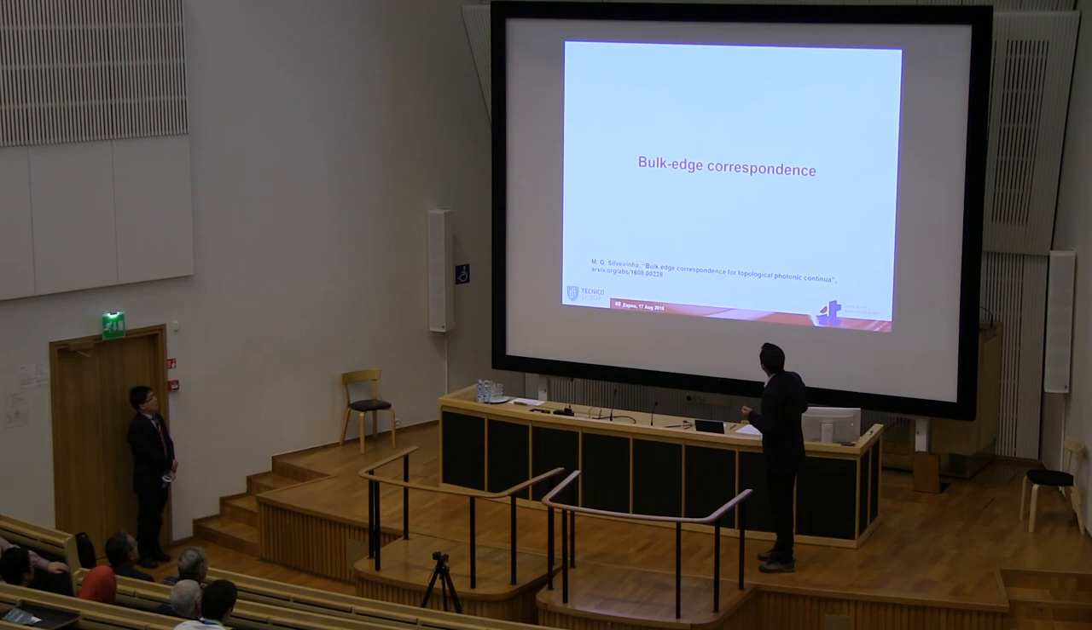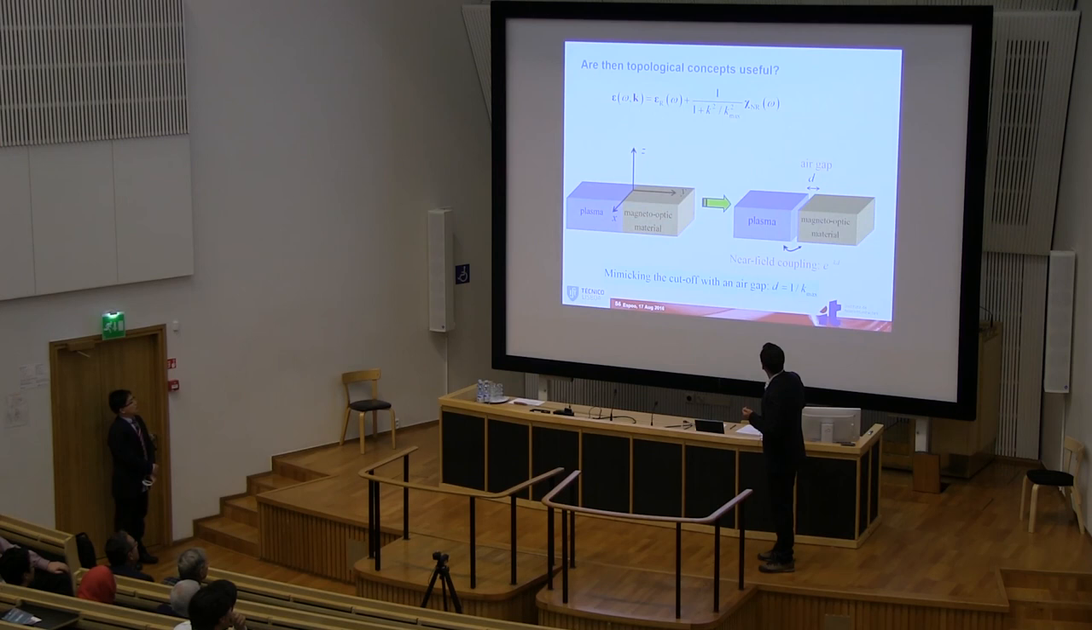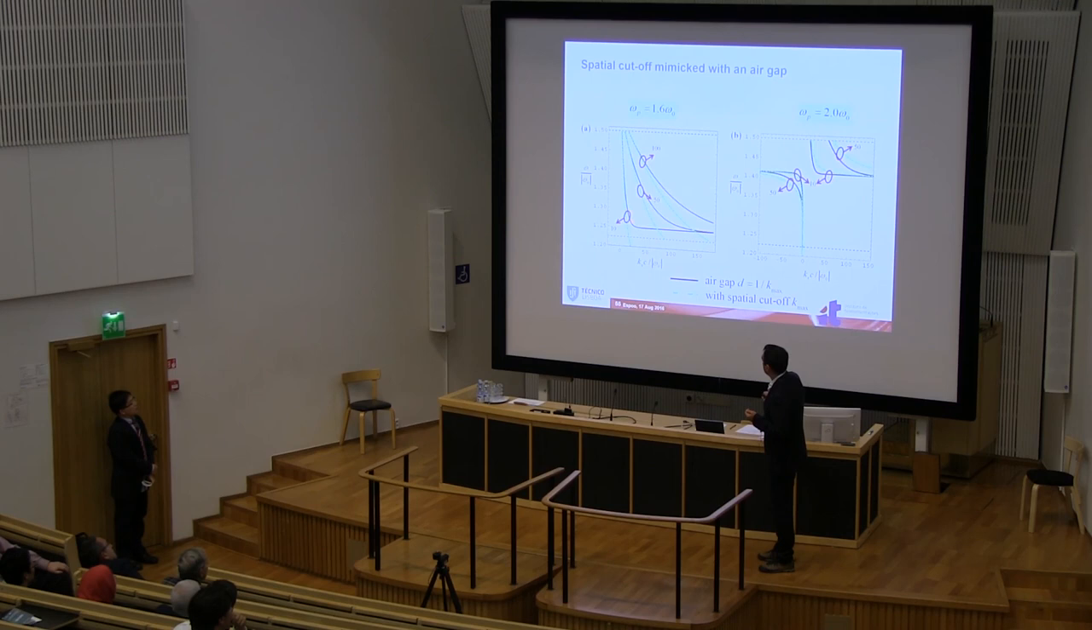For example, here, if you don't put the air gap and you put the two materials together, you don't get these states here. But after you put the air gap, you start having the edge states. So with the air gap, you get this black line, for example. You get the edge states. Without the air gap, you would not get anything.